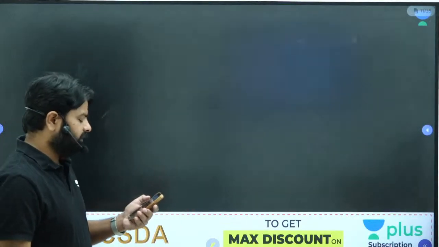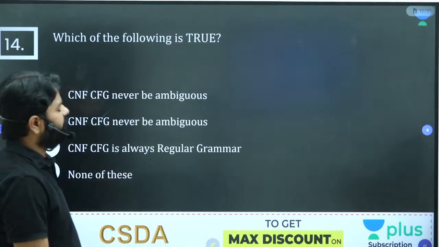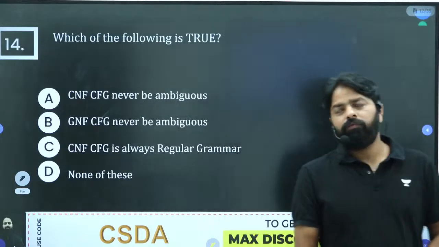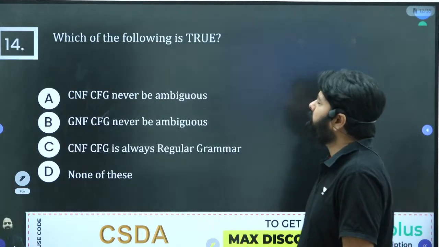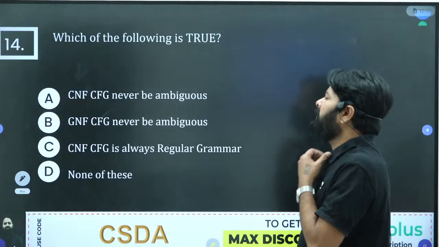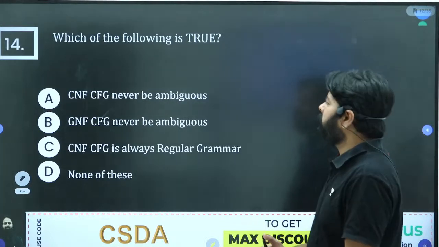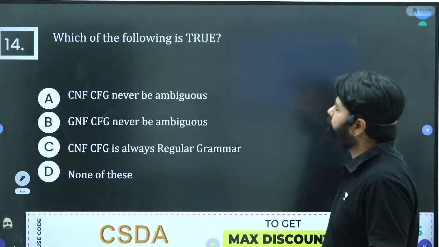Now I think we have started the last class, context-free grammars. The 14th question was the homework question. What was the answer for this? Which of the following is true? In the exam, they may also ask which of the following is false. Then we'll find the true one.